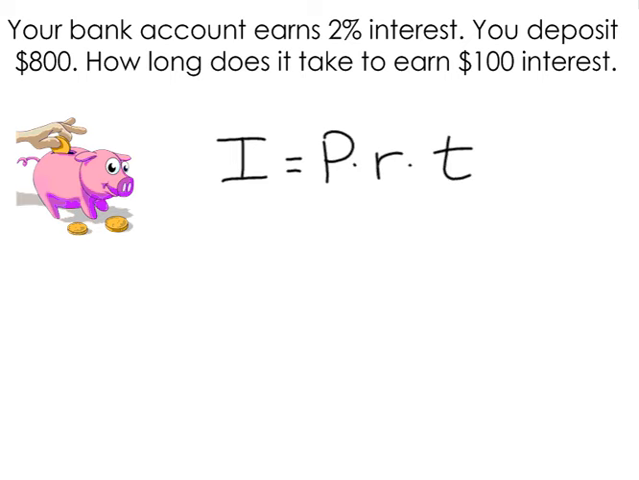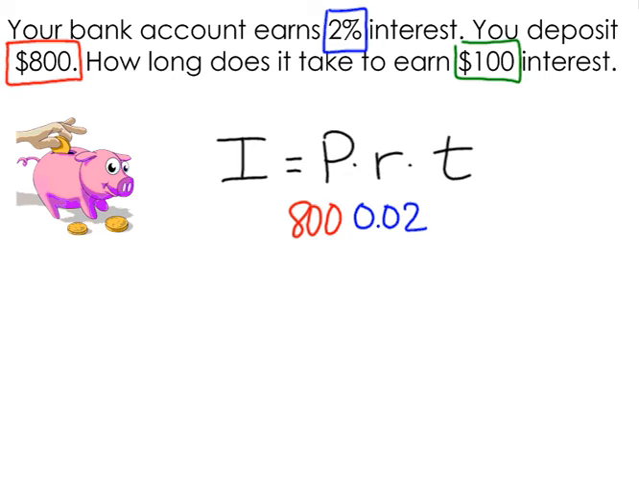It tells us our interest rate is 2%. So when I substitute that as a decimal, 2% would be 2/100ths. I deposit $800, so that's my principal. And the amount of interest is $100, so that will go in place of interest. Okay, we'll bring down everything we haven't used yet. So we have an equal sign, some multiplication signs, and T to represent time. Again, it says how long does it take, so it would make sense that we're solving for T.